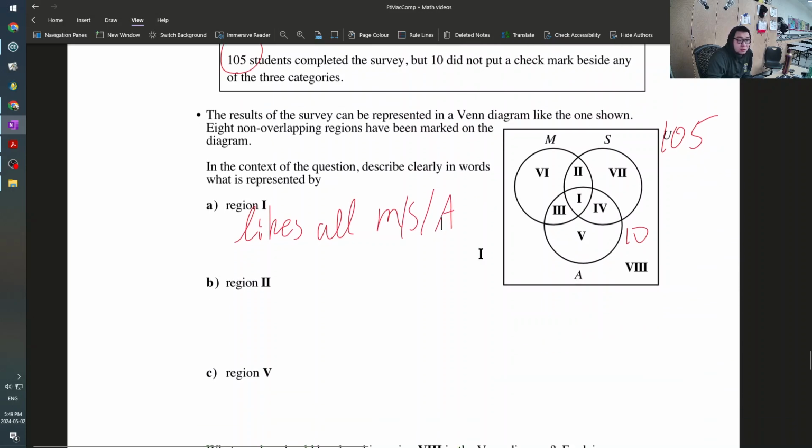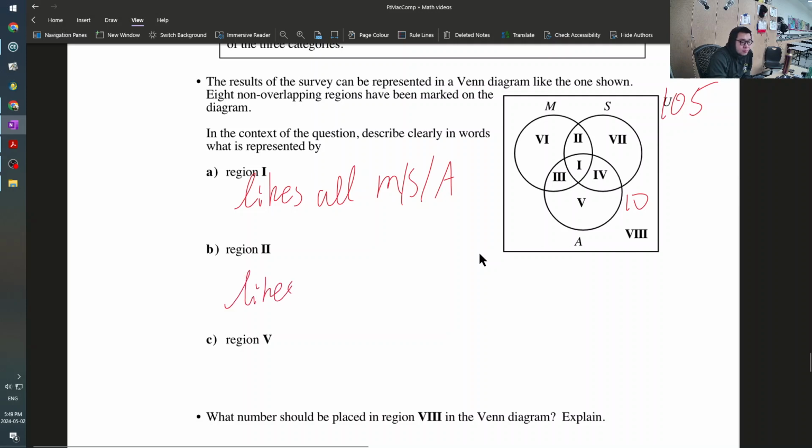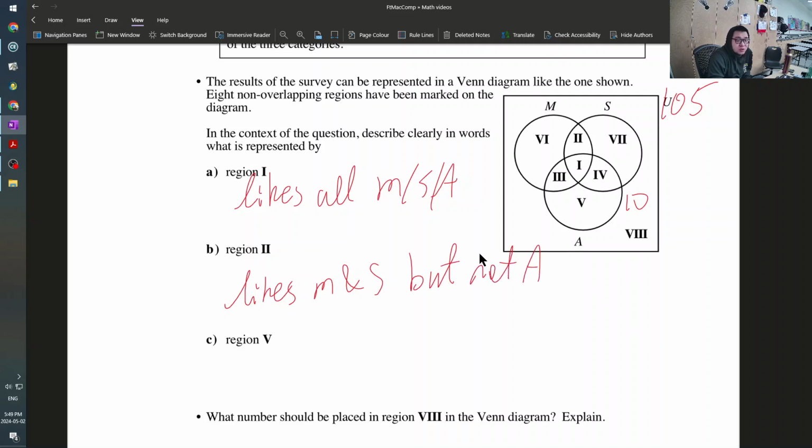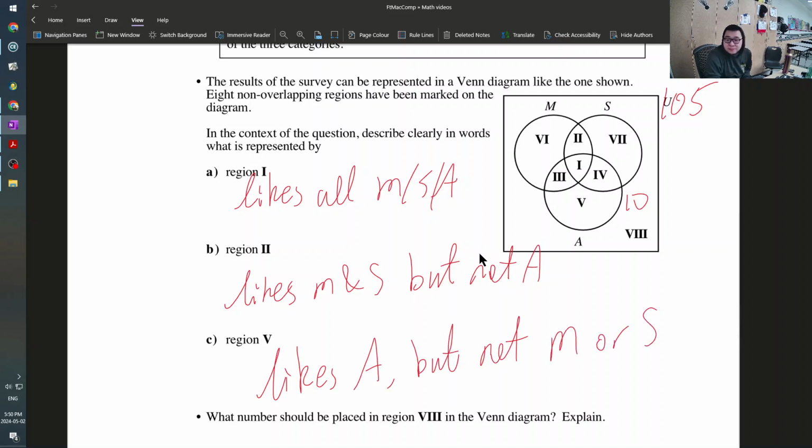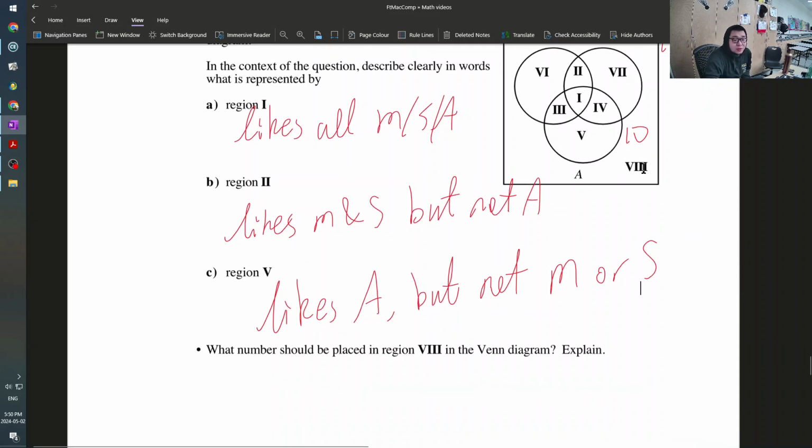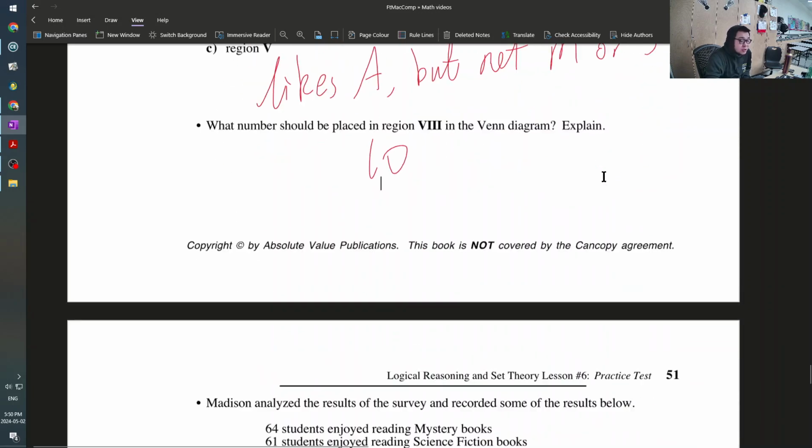Region 2: likes M and S, but not A. What is region V? Likes A, but not M or S. What number should be placed in region 8? 10, because there are 10 people that did not place a check mark in any of these.